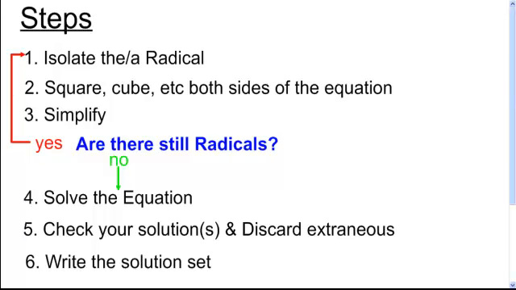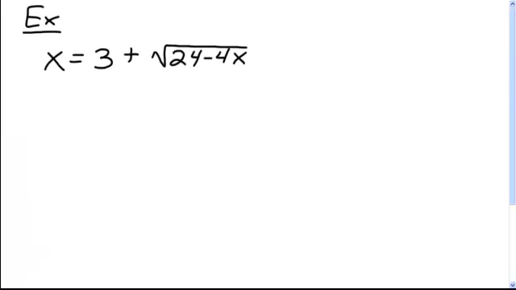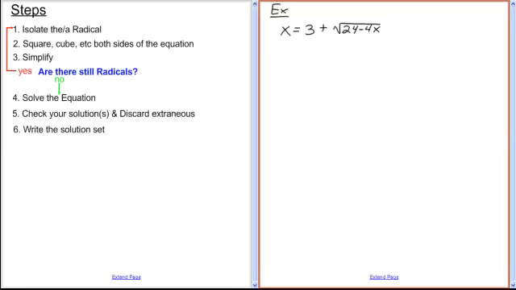So we are going to go through and solve a basic radical equation. To begin with, step number 1 says isolate the radical. So I need to get the square root of 24 minus 4x by itself. When I do that, I'm going to subtract the 3 on both sides. So now I have x minus 3 equals the square root of 24 minus 4x. This is an equation, and one of my sides is now isolated. I have that radical isolated.